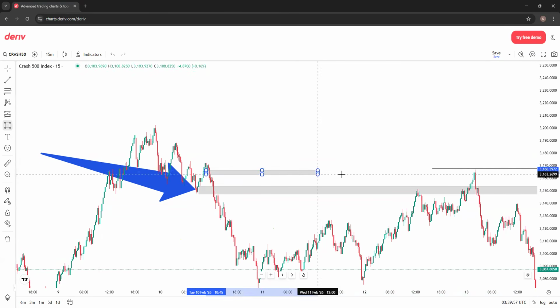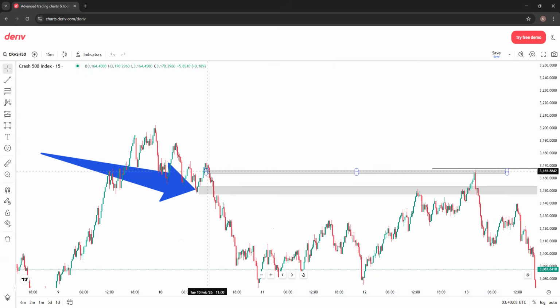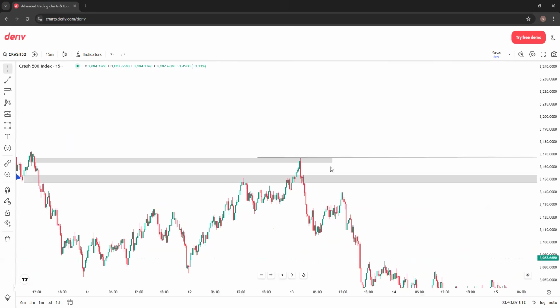Just here. And what did price do? Price came and filled that gap to the tip here, and then it fell. That's how you refine a gap.